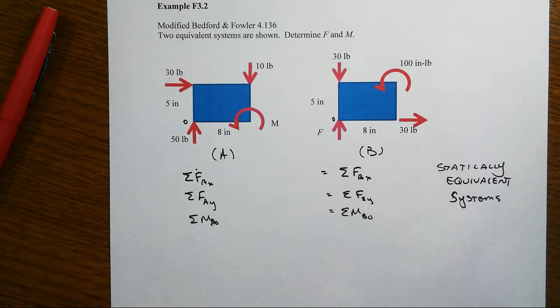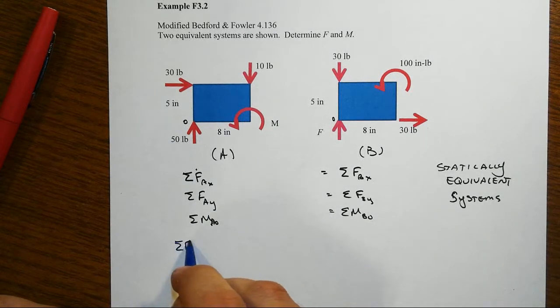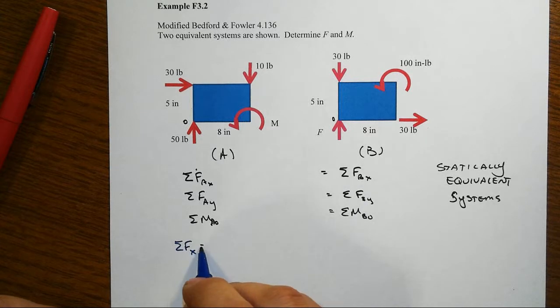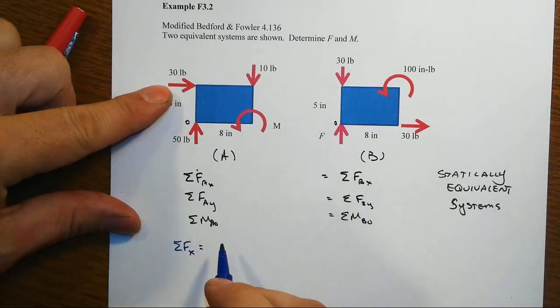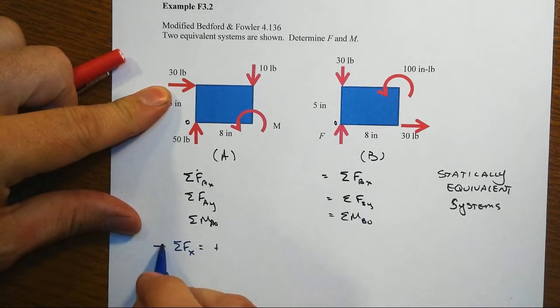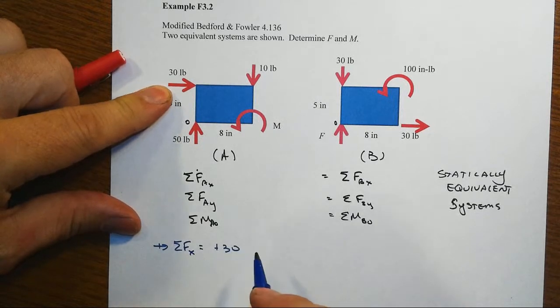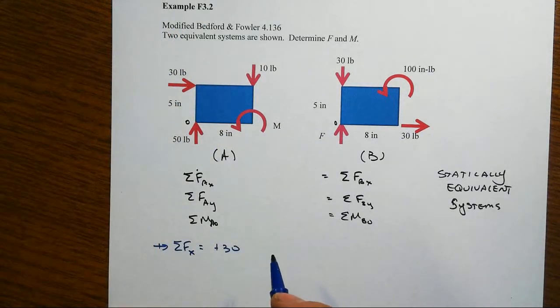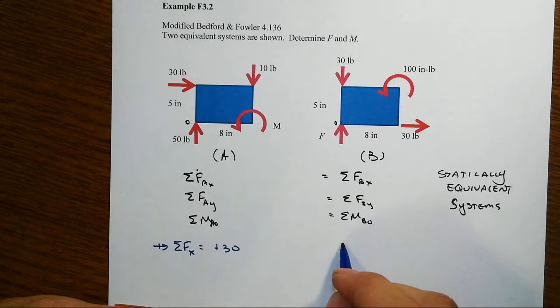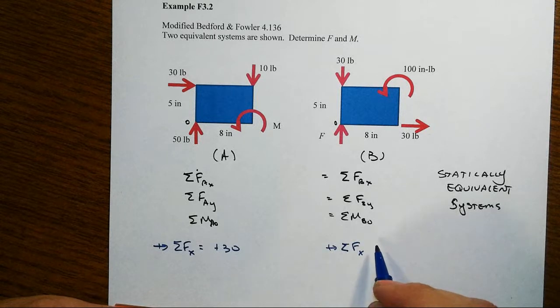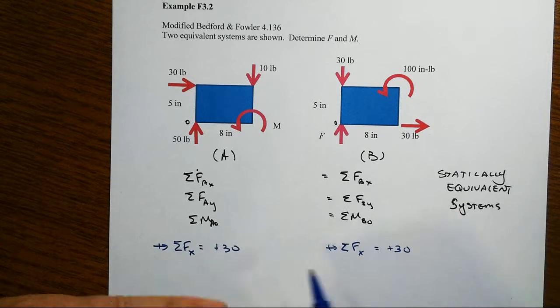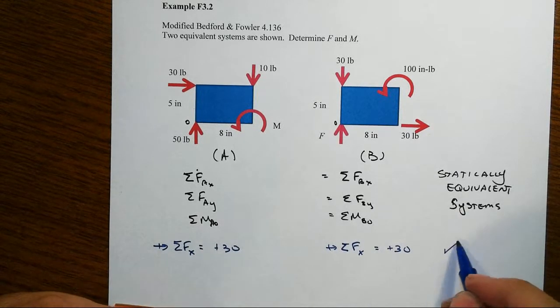Sum of forces in the x in system A would look like, let's take to the right positive, a plus 30, and no other translational forces are there. If we look at sum of forces in the x in the B system, taking the same directions positive, once again we have a plus 30 in the system, and they're the same, so therefore they're already equivalent.